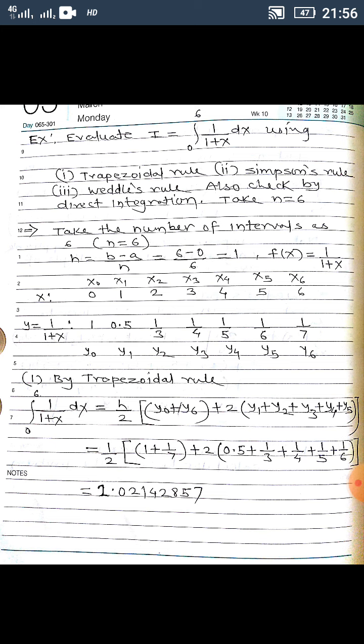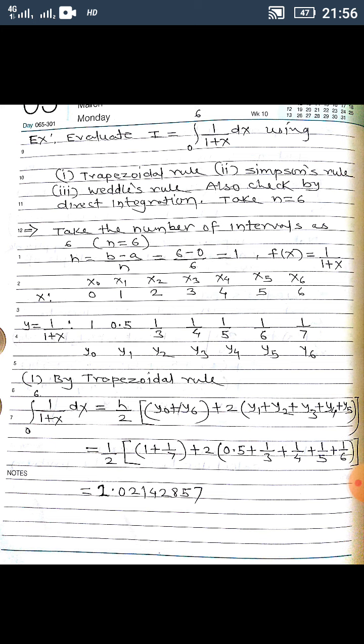X is nothing but 0, 1, 2, 3, 4, 5, 6 because h is nothing but 1. The step length is 1. So our integration starts from 0 to 6. So 0 plus 1 is 1, 1 plus 1 is 2, 2 plus 1 is 3, 3 plus 1 is 4, 4 plus 1 is 5, 5 plus 1 is 6. Our integration stops there. So 0 to 6.